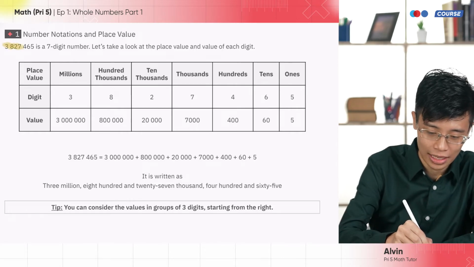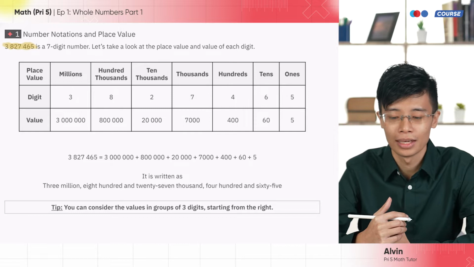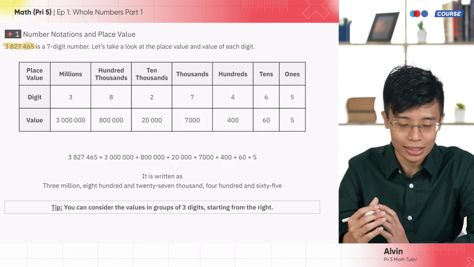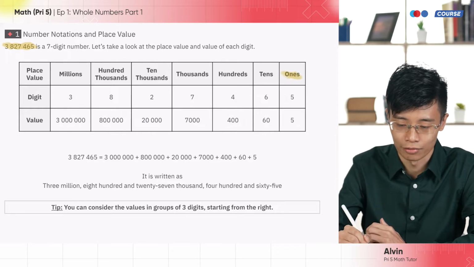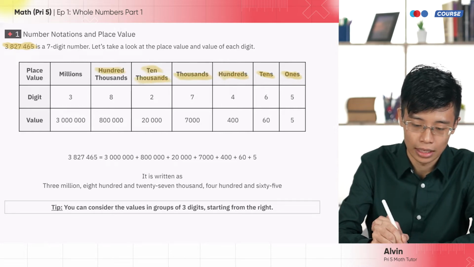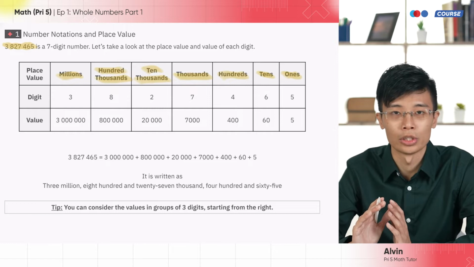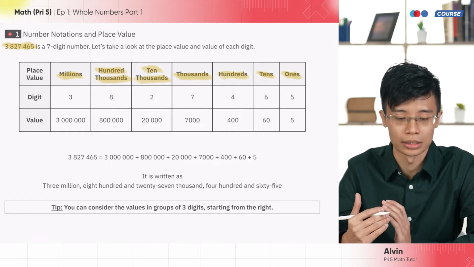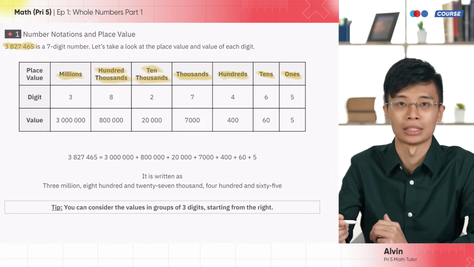Now let's take a look at the number notations and place value of millions. We have here a 7-digit number, 3827465. We're now going to take a look at the place value and the value of each digit here. In this table, you will see some familiar place values. Starting from the right, we have ones, tens, hundreds, thousands, 10,000s, 100,000s, and our very new friend here, millions. Each of the digits has its respective place value. So we see the 7 digits above, 3827465, placed individually in their place values.